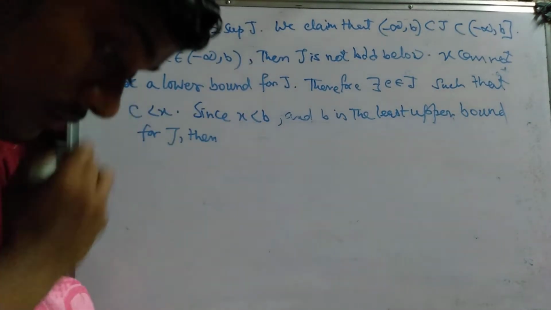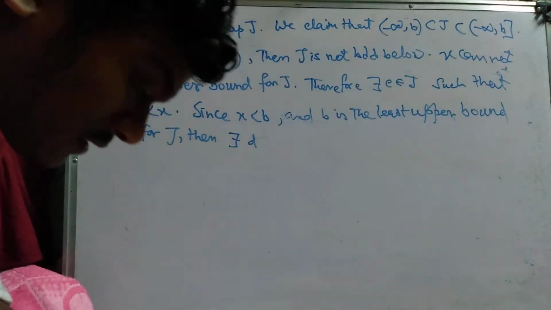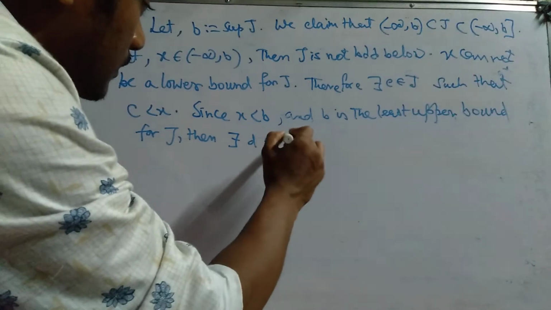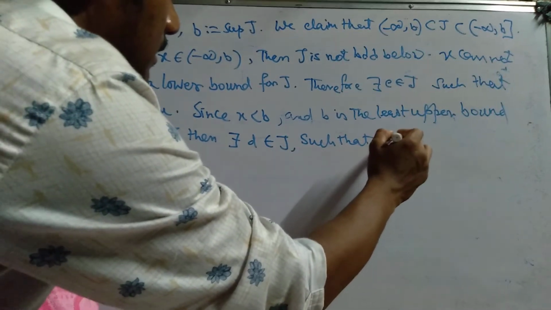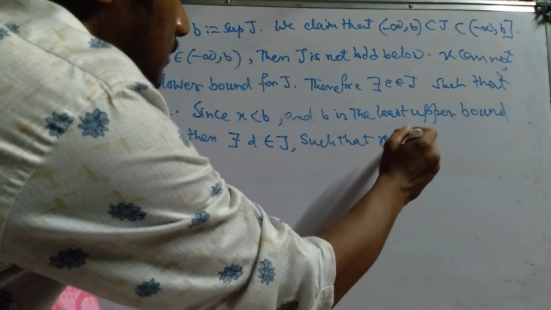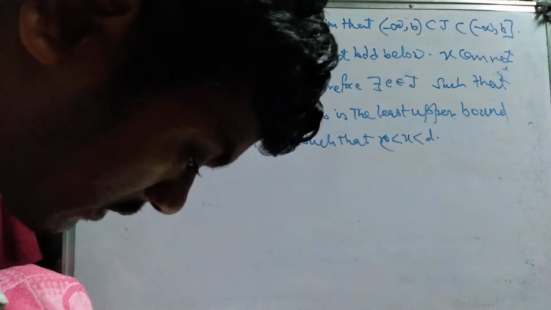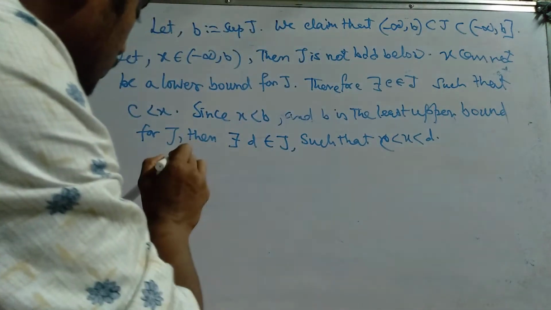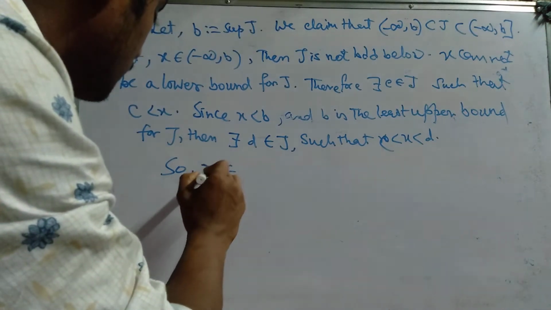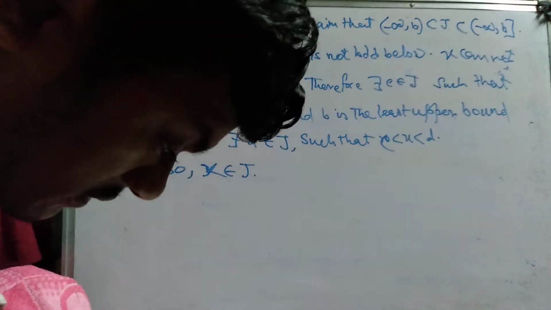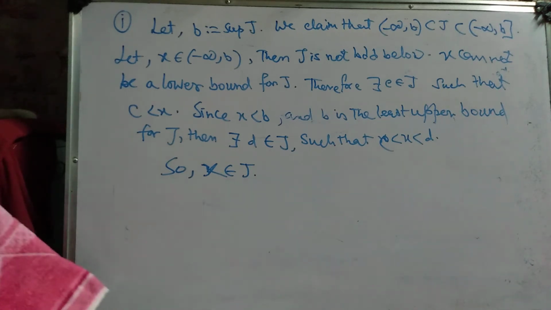Then there exists D belonging to J such that C is less than x, which is less than D. Okay, so x belongs to J. Now we have proved all these portions.